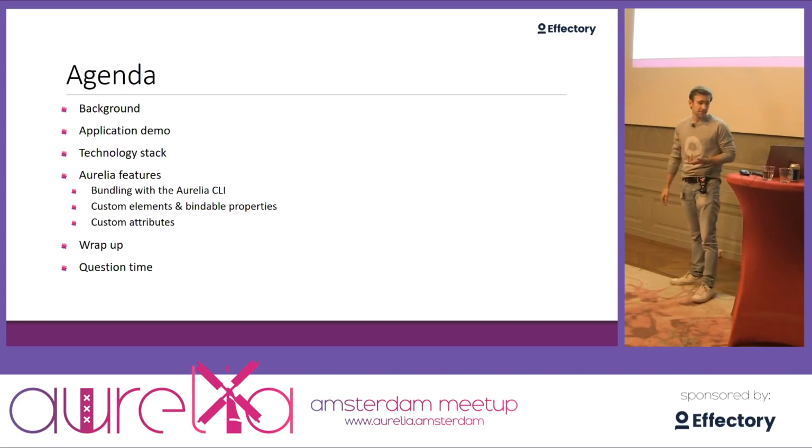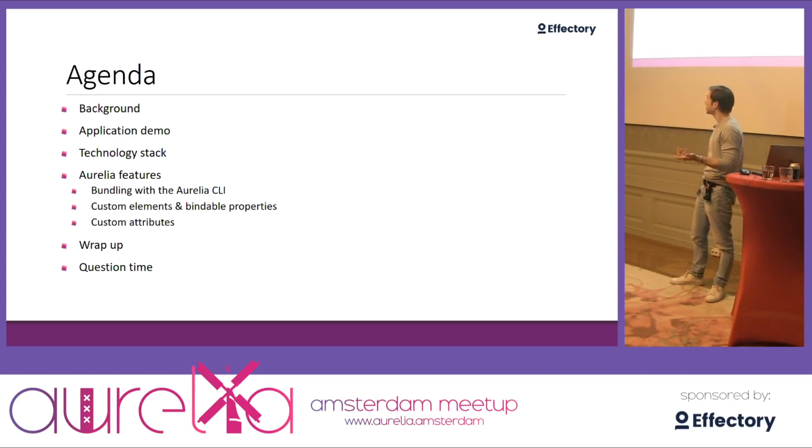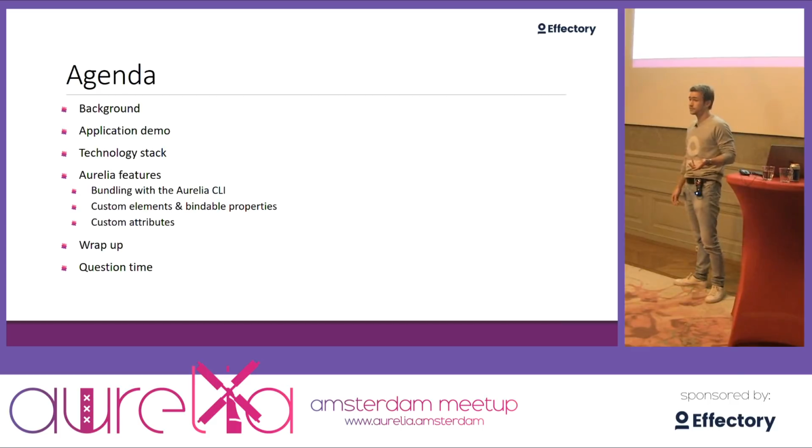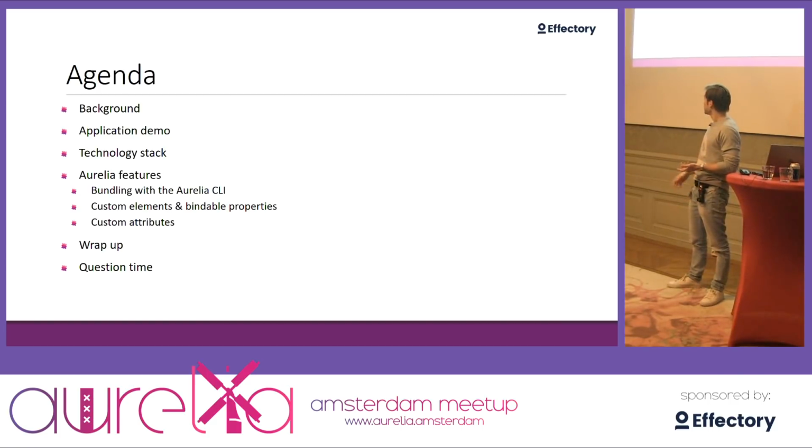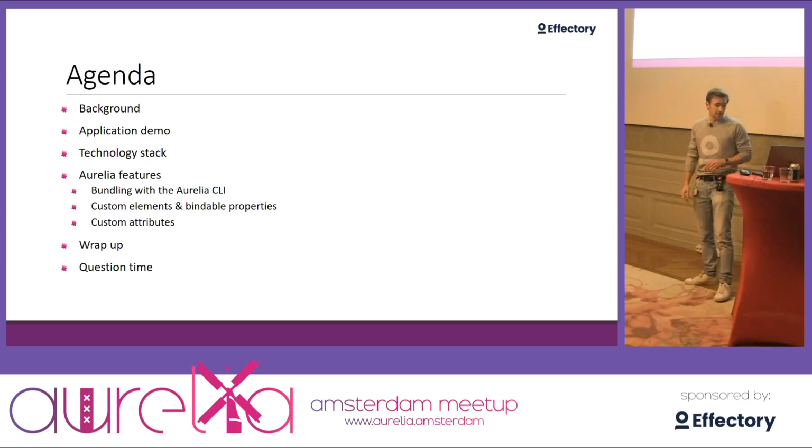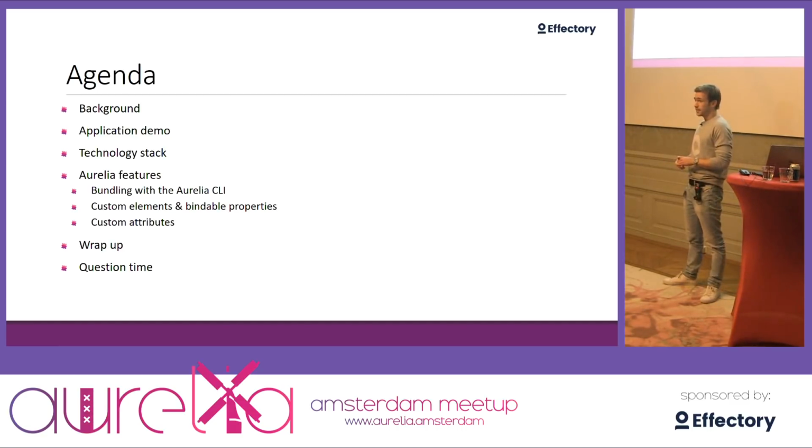Then I'll go a bit more into the technology. I'll show you our technology stack, so all the technology that we've used. And then there are some Aurelia features that we've used in this project that I want to go a bit more in depth on. Namely bundling with the Aurelia CLI, custom elements, custom attributes, and I'll briefly explain them and then show you how we use them in our project. Finally, I'll wrap up the presentation, and at the end there's time for questions and discussion if you have any questions.